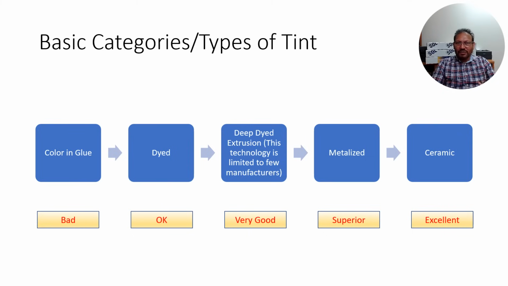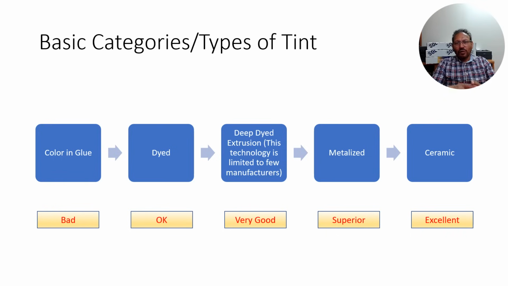Third one is metallized, where they use the deep dyed or the dye tint and vaporize metal on the tint, so it has a little shine to it, and it can also reject more heat. Then comes the ceramic tint, which is made by a totally different technology. There also they divide it into two categories, I would say.